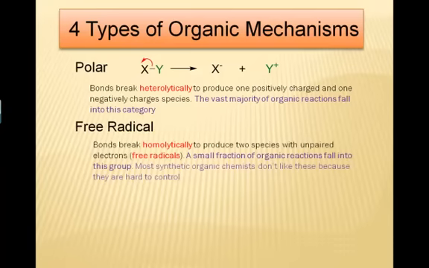Then you have the free radical mechanism. In a free radical mechanism, the bonds break homolytically. Well, what does that mean? Well, homo means same. What this means is that the bond that joins 2 atoms is broken, one electron is given to one atom, the other electron of the bond is given to the other atom. You generate a pair of what we call free radicals. Free radicals are any atom or species that has an unpaired electron. Free radicals are highly reactive. A small fraction of organic reactions fall into this group, and we'll see at least one example of this kind of reaction during this course.